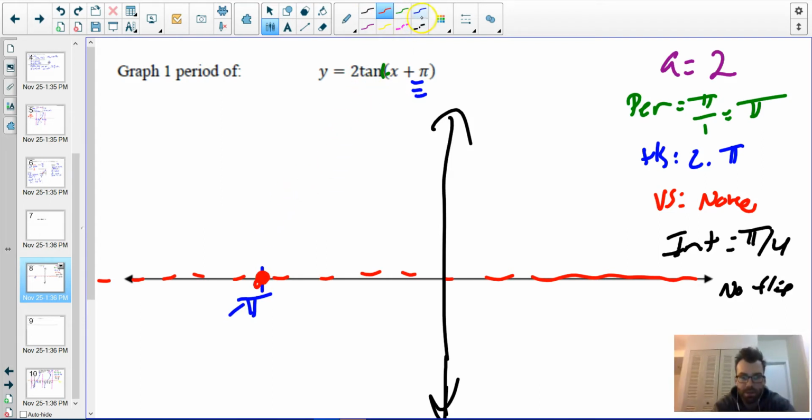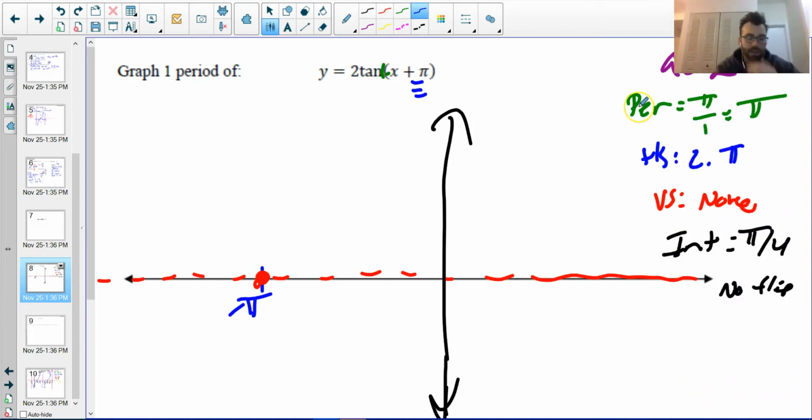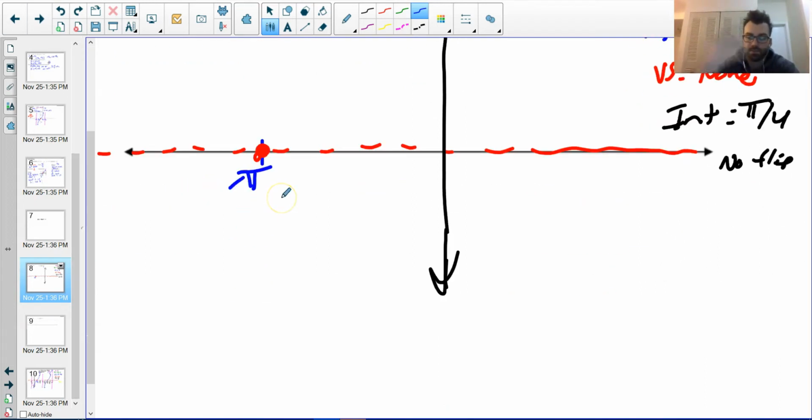Make it nice and big. Again, I'm going to move 2 units to the left and 2 units to the right. Now some of us may struggle with our fractions and things like that. So this is negative pi plus pi over 4. Well, technically, negative pi is negative 4 pi over 4, right? It's just 1 for a common denominator.